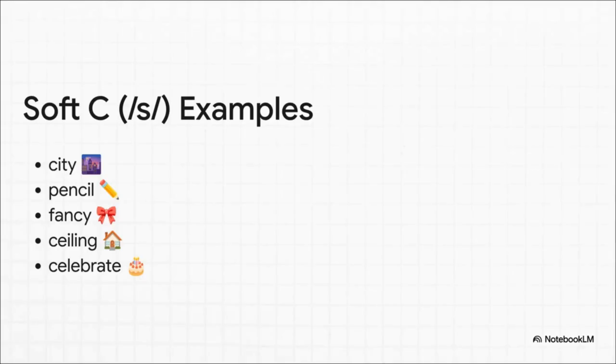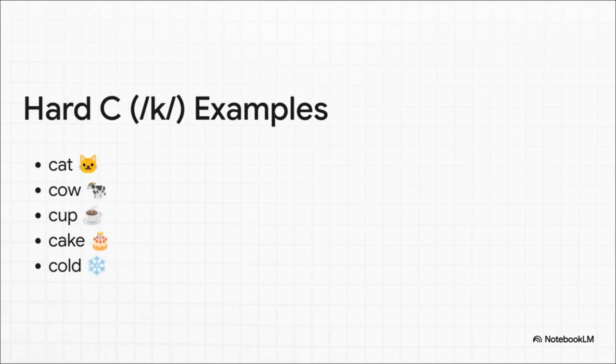Okay, let's see this in action. Take the word city. See? The C is followed by an I. Pencil, same deal. Ceiling and celebrate, it's followed by an E. So that E-I-Y rule works. And now let's flip it. For the hard C, cat has an A after it, cow and cold have an O, cup has a U. You see the pattern, right? Once you get this one little rule down, you can suddenly pronounce thousands of words correctly. It's a real game changer.